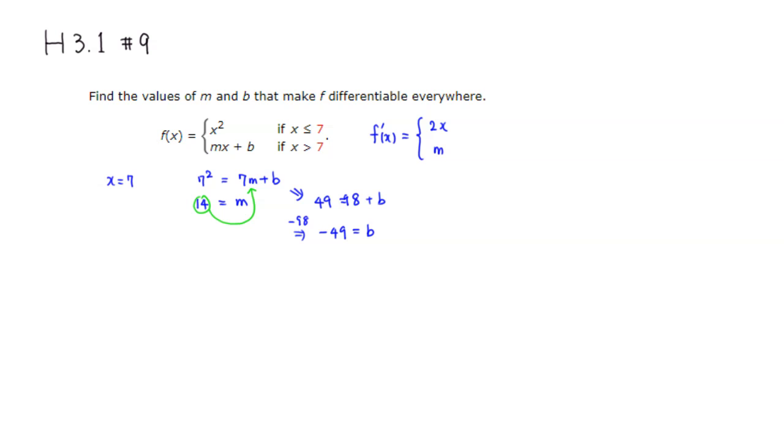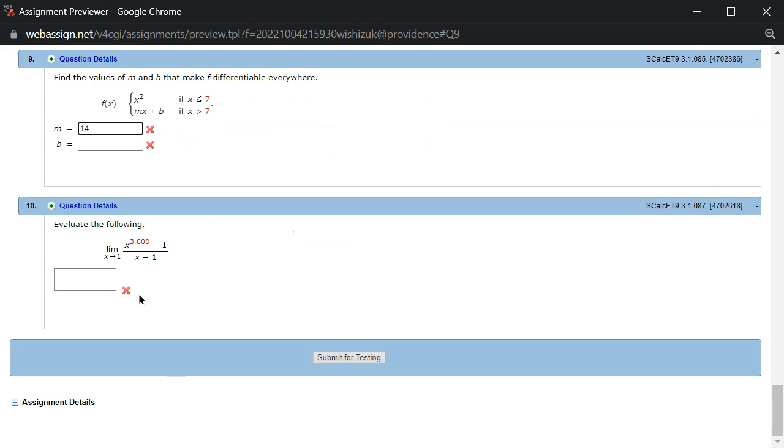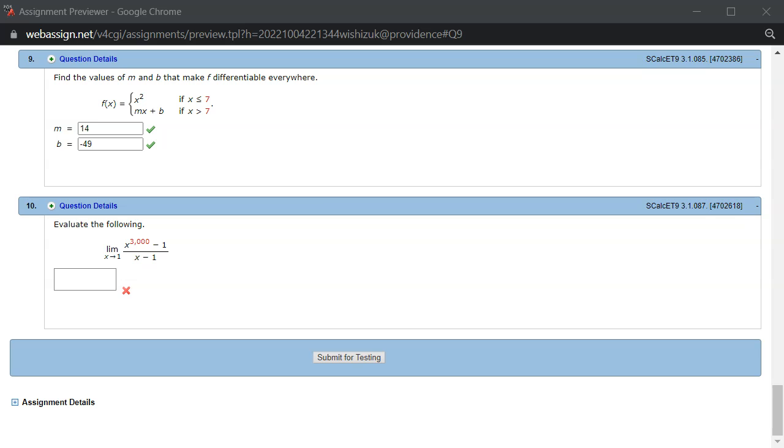Right, negative 49. Let's type it in. All right, we got negative 49. Let's check the answer. It came back and looks like we got both of them correct.